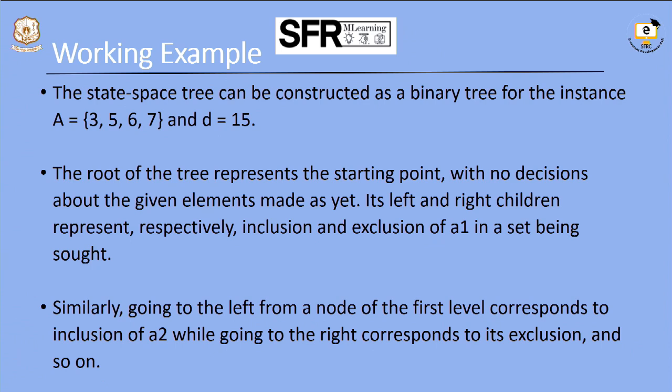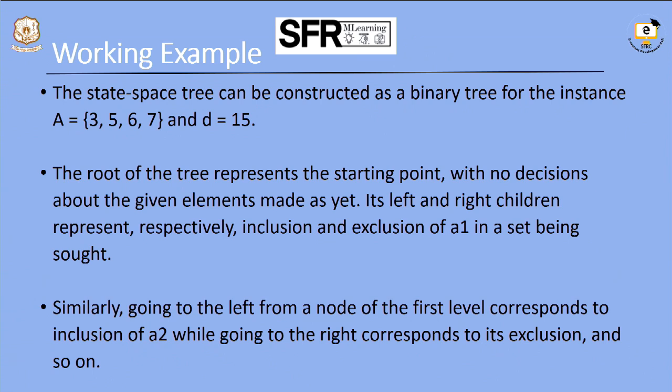We will select the working example of the numbers 3, 5, 6, 7, and the target sum we need is 15. So consider the root of the state space search tree.